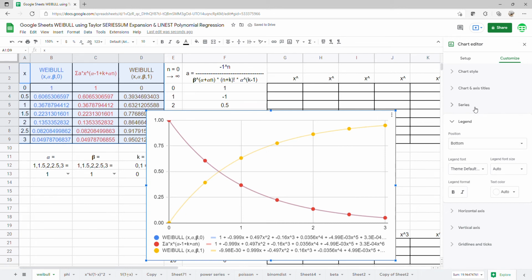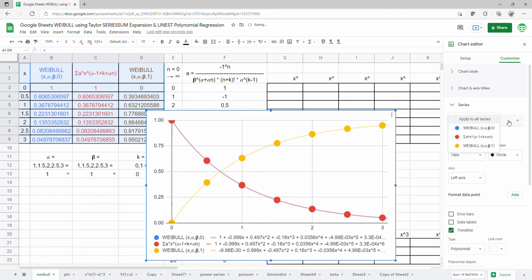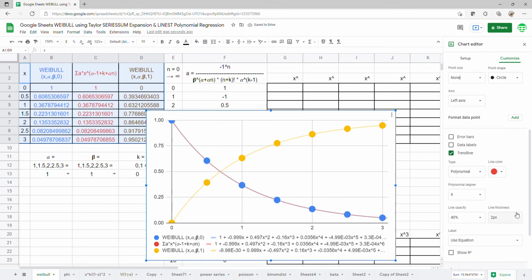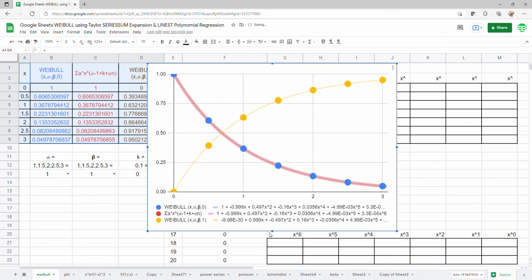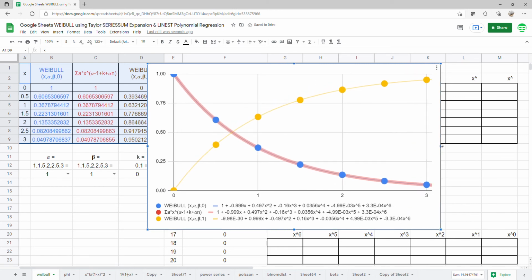Now for the series, point size will be maximum. Except for the expansion, the point size will be none, but its line thickness will be maximum. So here's the trend line and polynomial of the Weibull function in probability density function and cumulative distribution function.